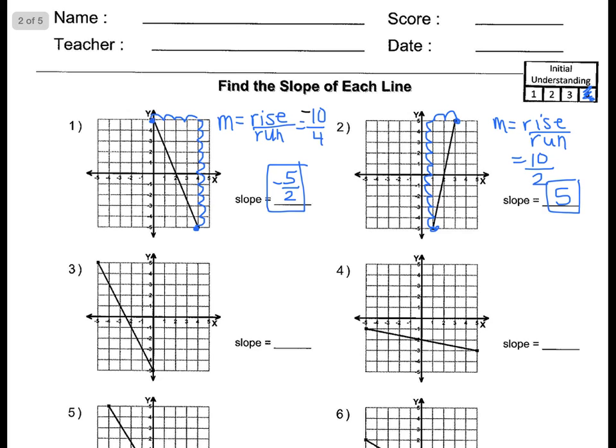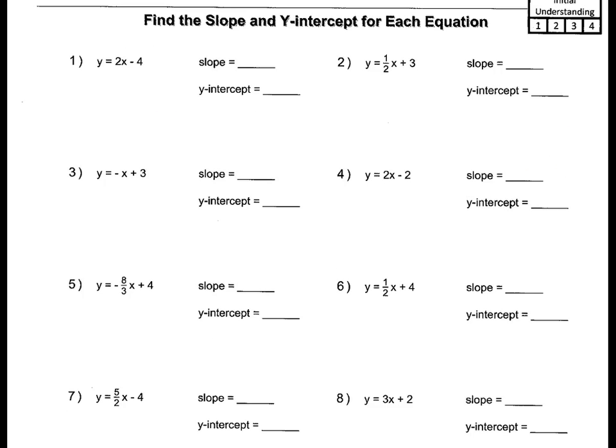Let's go to page 3. Okay, page 3. First thing you want to do, you want to identify your initial understanding. I'm a 4. I can teach this to others. So we're going to find the slope and y-intercept for each equation.